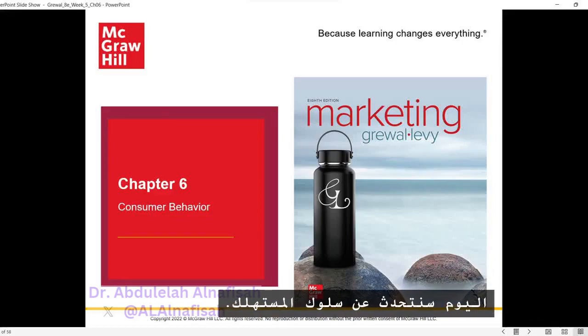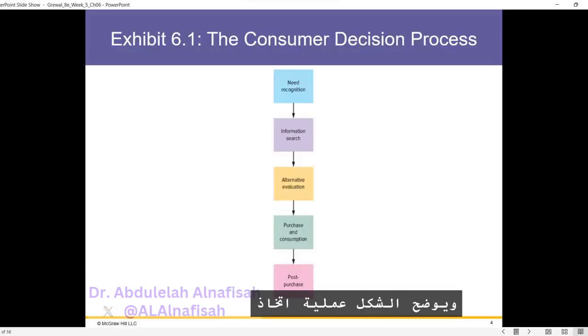Today we will talk about consumer behavior. The figure illustrates the consumer decision process, which represents the series of steps that consumers go through before, during, and after making purchasing decisions. This model helps marketers understand and analyze how consumers make their buying choices.